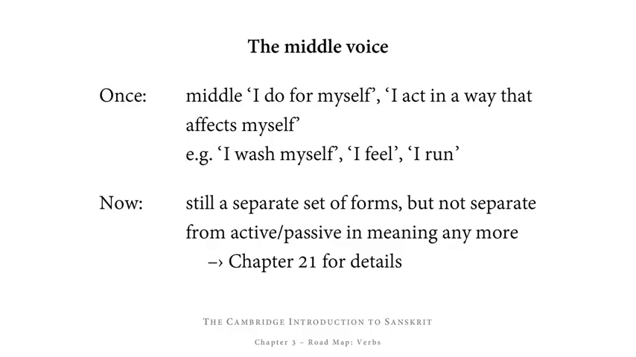It might express something like "I feel," where I is the one who's doing the feeling, but I am also the one affected by the feelings. It might express ideas such as "I run," where again I'm the one doing the running and also experiencing the running. That was once. Now the middle still exists as a separate set of forms, but it is not separate from active or passive in its meaning anymore. Fortunately, we won't have to worry about the details of any of this until chapter 21.